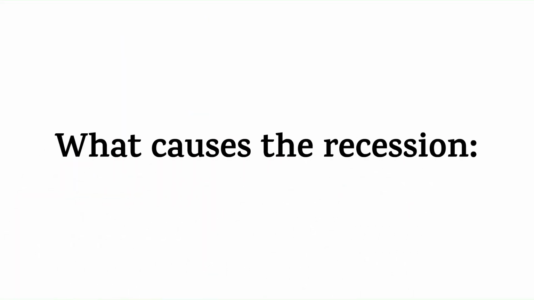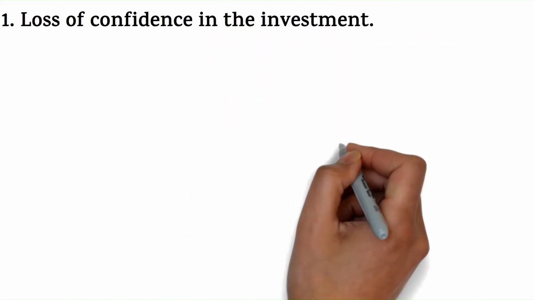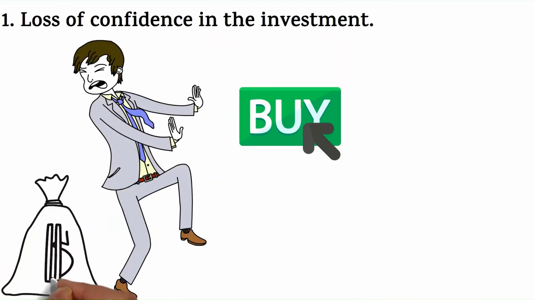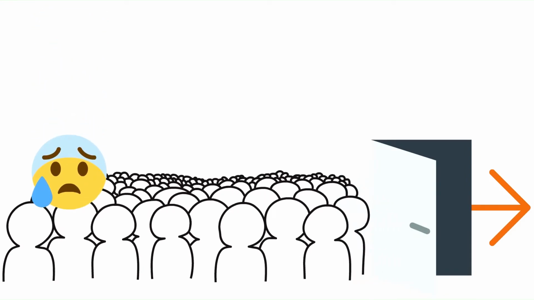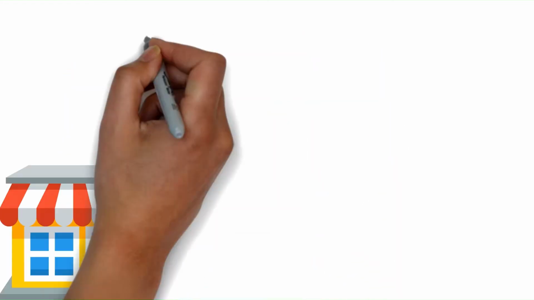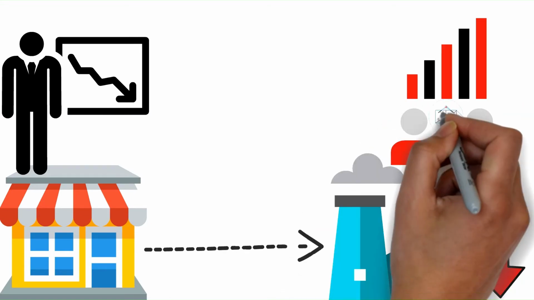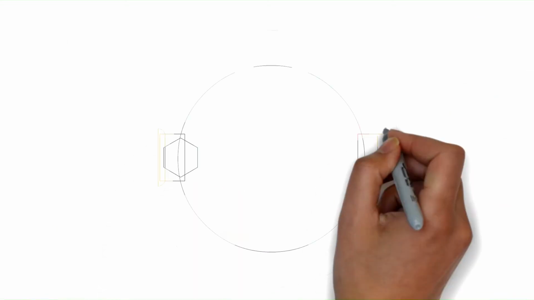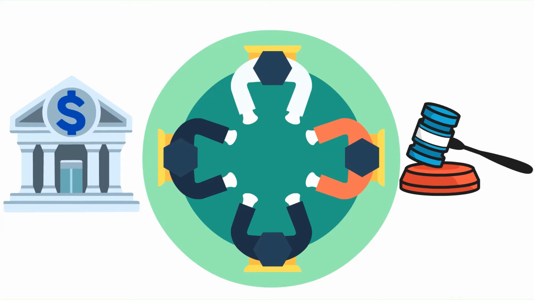What causes the recession? Number 1. Loss of confidence in the investment. Consumers cease buying and switch to a protective stance when their confidence is low. When a large enough group moves towards the exit, panic sets in. Businesses post fewer job openings, and the economy creates fewer jobs. Slow retail sales. Due to manufacturers' reductions in response to declining orders, the unemployment rate increases. To regain confidence, both the federal government and the central bank must act.